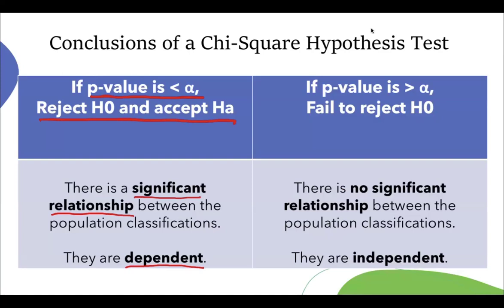Now, on the other hand, if you end up with a p-value that is bigger than alpha, you come to the conclusion to fail to reject the null hypothesis. That means you don't reject the null hypothesis, which is that there is no significant relationship between the population classifications, and when that happens, they are independent. So in this case, we fall over here. We have a significant p-value. We have a significant relationship. These two classifications are dependent.